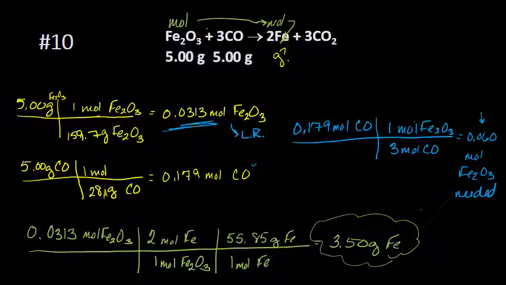So in the yellow, we found moles of each reactant. In the blue, we found out how much of the Fe2O3 I would need if I wanted to use up all of the carbon monoxide. And it turns out I need a lot more than I have. So that made this one the limiting reactant. And then we use the limiting reactant to find the amount of product.